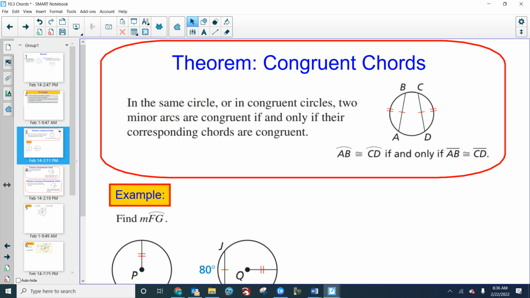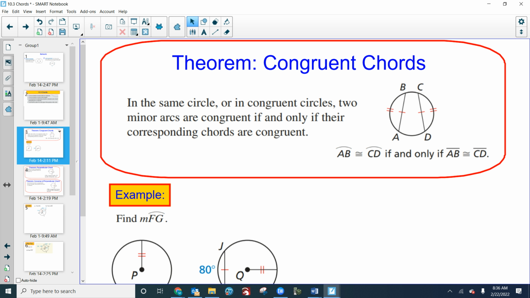Now, a couple of theorems that go along with chords. One is the theorem that talks about congruent chords. In the same circle or in congruent circles, two minor arcs are congruent if and only if their corresponding chords are congruent.